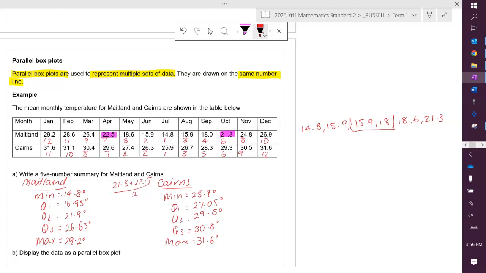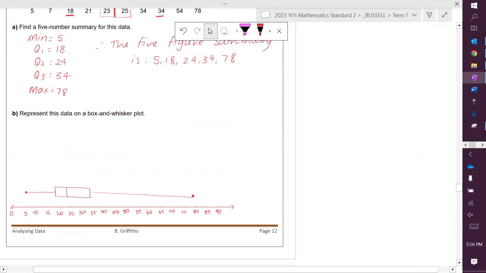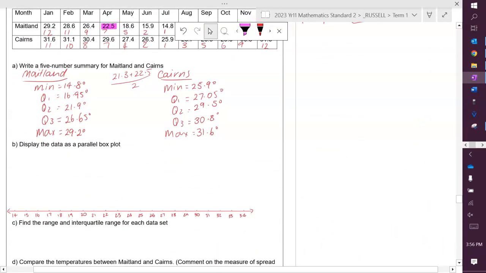What we now need to do is draw 2 of those box plots onto the one number line. Okay, sorry. I'm going to do these in 2 separate colours just so it makes it a little bit easier to see. So I'm going to do Maitland in black. Again, it's a little bit of estimation, but our lower is a dot. Our maximum is 29.2.